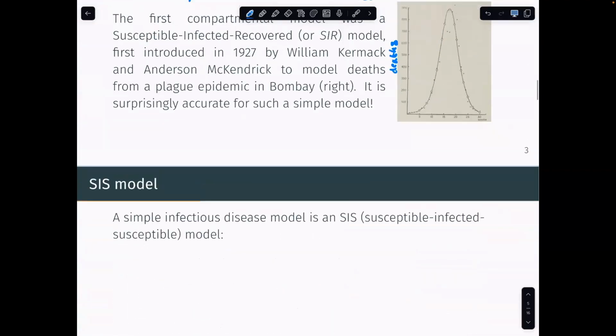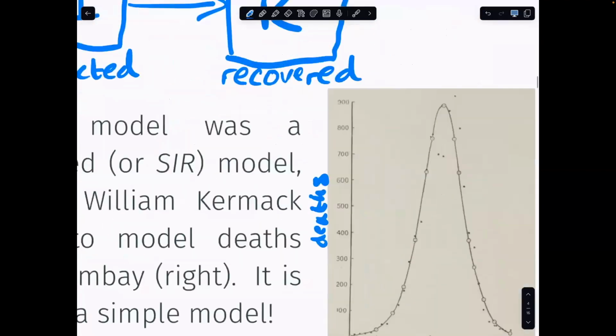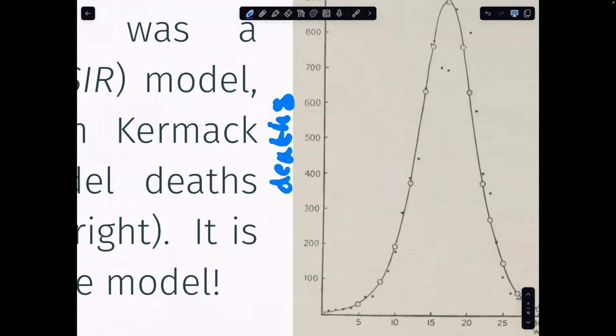Yes? Can I ask what the empty dots were? Oh, the empty dots are just from their curve. So this is sort of pre-computer days where having to work out where these things are and then draw the line through them. Right. Yeah.